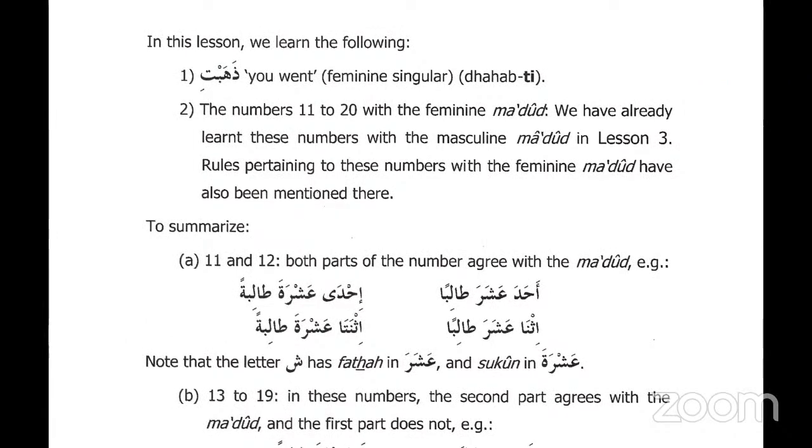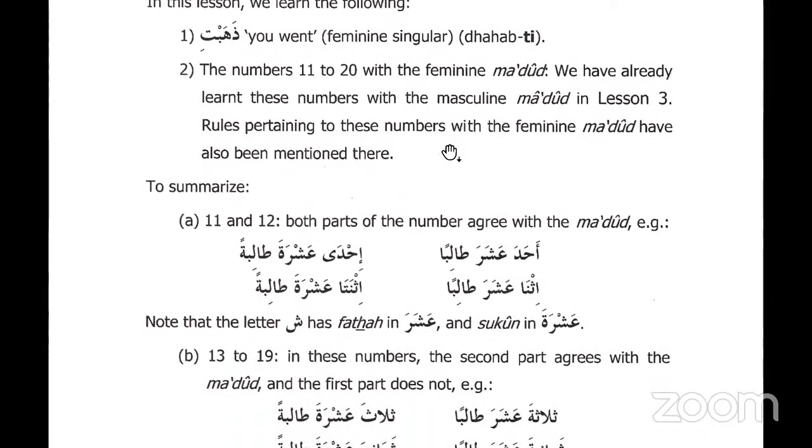In this lesson, we learn the following. Zahabti, you went, feminine singular. Number 2, the numbers 11 to 20 with the feminine ma'dud. We have already learned these numbers with the masculine ma'dud in lesson 3. Rules pertaining to these numbers with the feminine ma'dud have also been mentioned there. To summarize, for 11 and 12, both parts of the number agree with the ma'dud: ihda ashrata talibatan and ahada ashara taliban; ithnata ashrata talibatan and ithna ashara taliban, the feminine and the masculine.